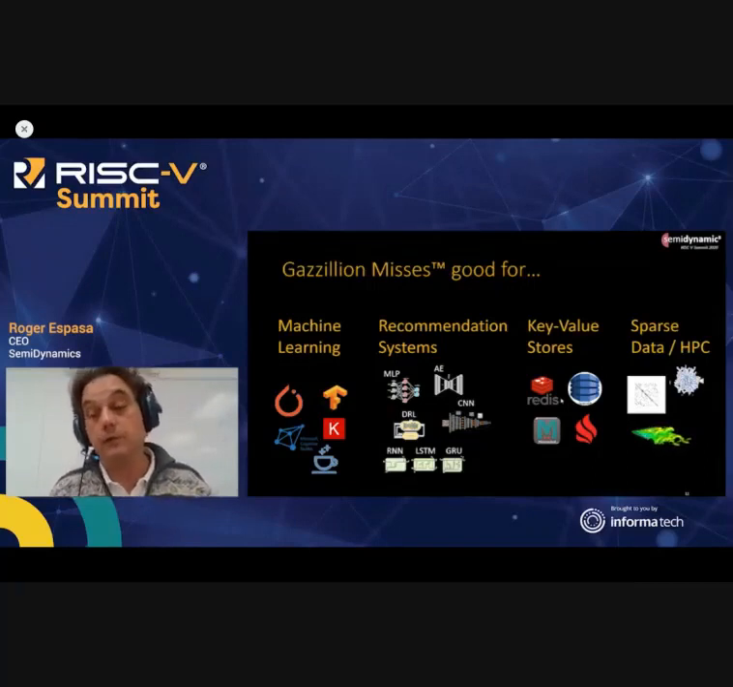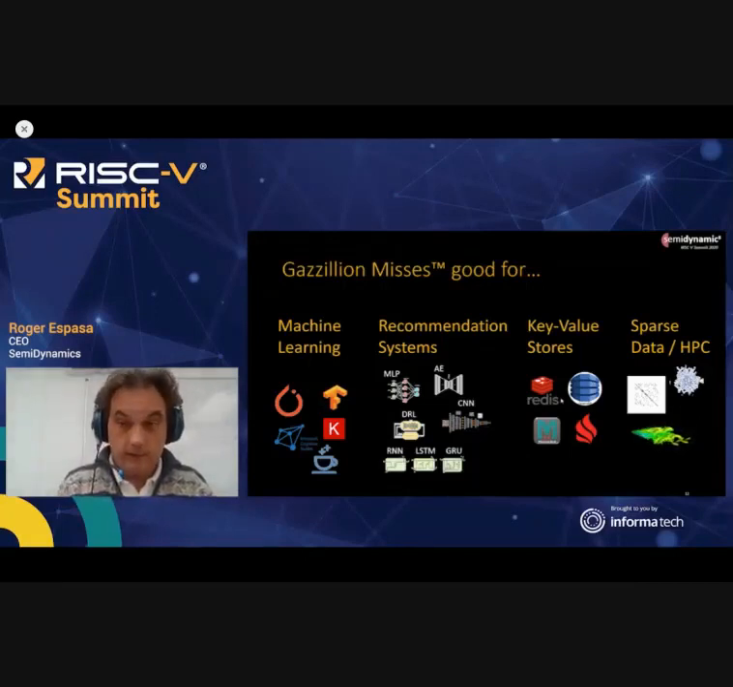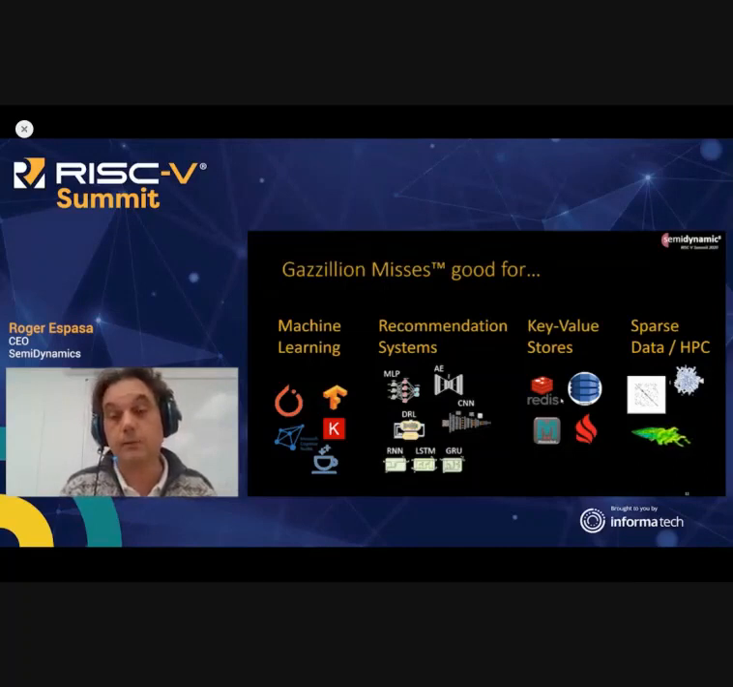And it goes without saying, the name says it all, but in the HPC domain, there's tons of sparse data. And again, the ability for both vectors and scalar to do those sparse requests is going to be great.